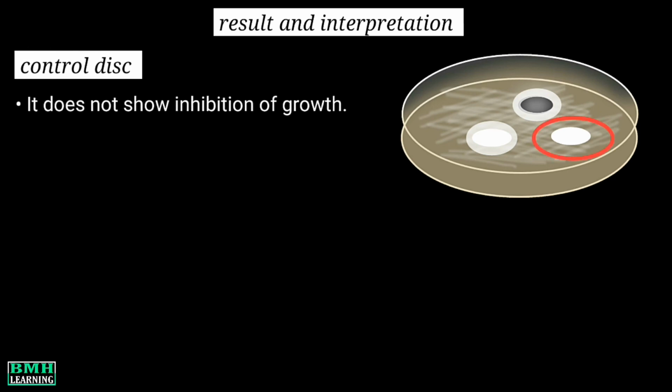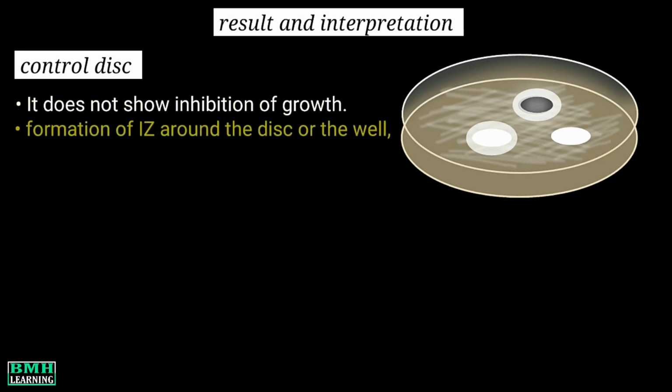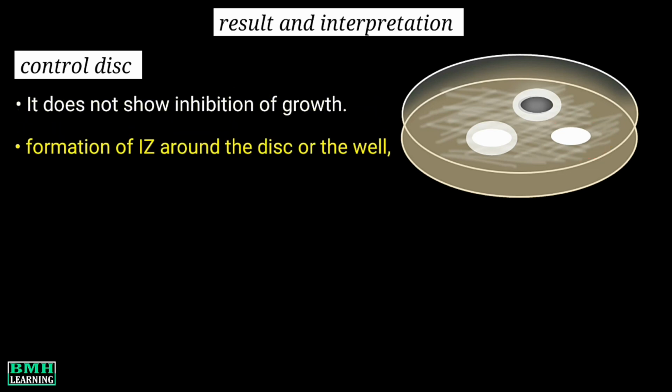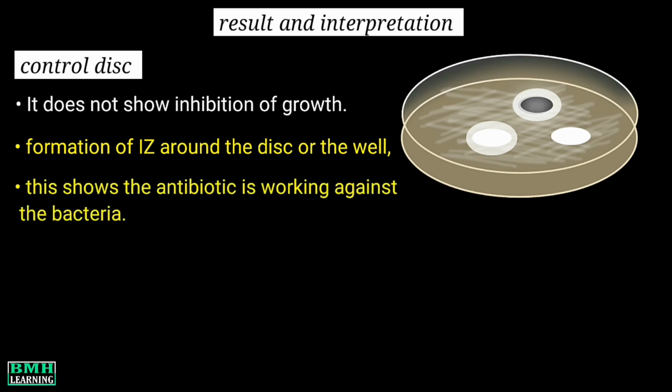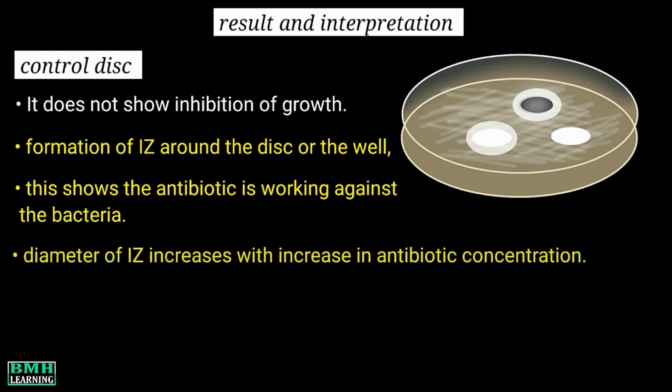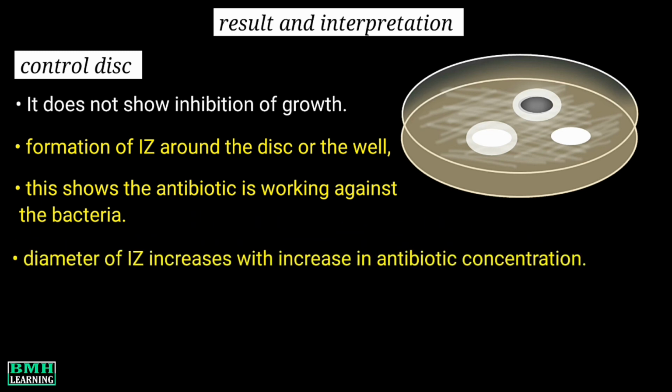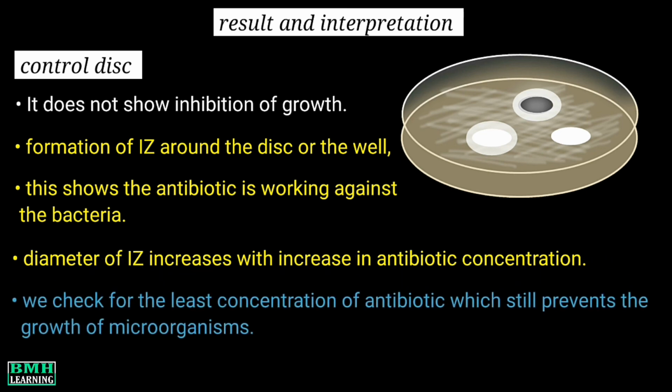Results and interpretation. First, watch the control disc. It does not show inhibition of growth. If there is a formation of an inhibition zone around the disc or the well, this shows the antibiotic is working against the bacteria. The diameter of these inhibition zones increases with antibiotic concentration. Then we check for the least concentration of antibiotic which still prevents the growth of the microorganisms. This would be the MIC of the antibiotic used.